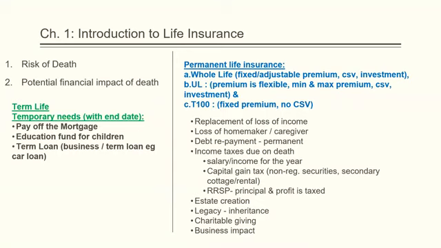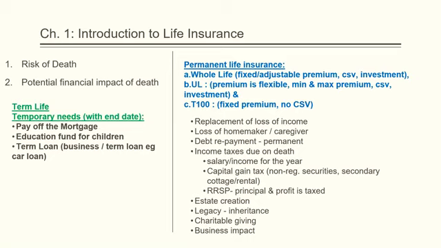Most people here in Canada, the US, and other countries have a mortgage, a loan on their home, and that's a large amount of loan, usually 300, 400, 500, 800,000, possibly $1 million. And that is a temporary need. So as you can see on the left side, that is one of the main temporary needs, that a mortgage will be paid off with the use of life insurance.